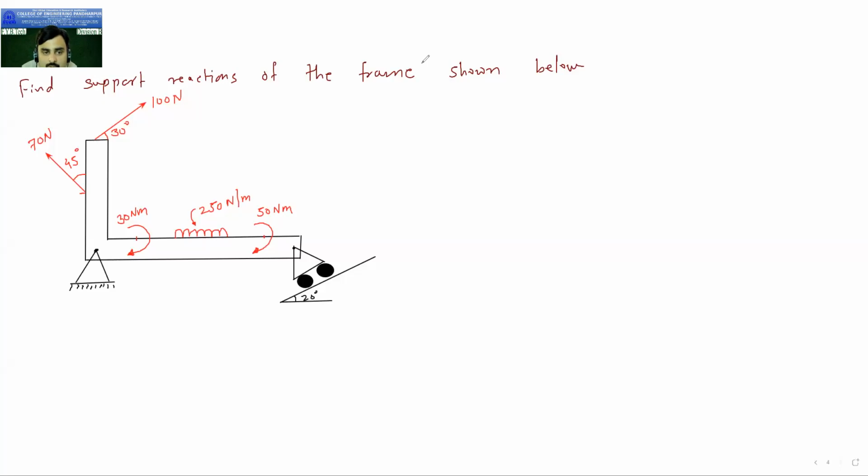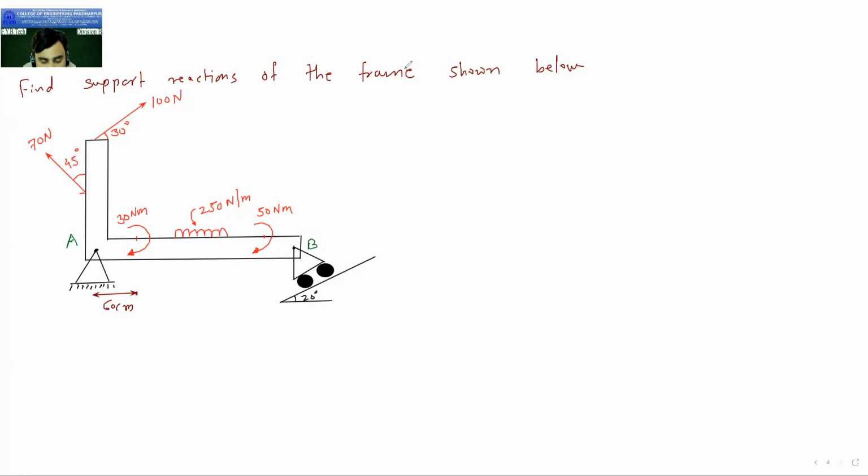So now I will name the points. Here this point is called as point A. This point is called as point B. And now I will give you the distances. So the distances are, this distance up to this moment, it is 60 centimeter.